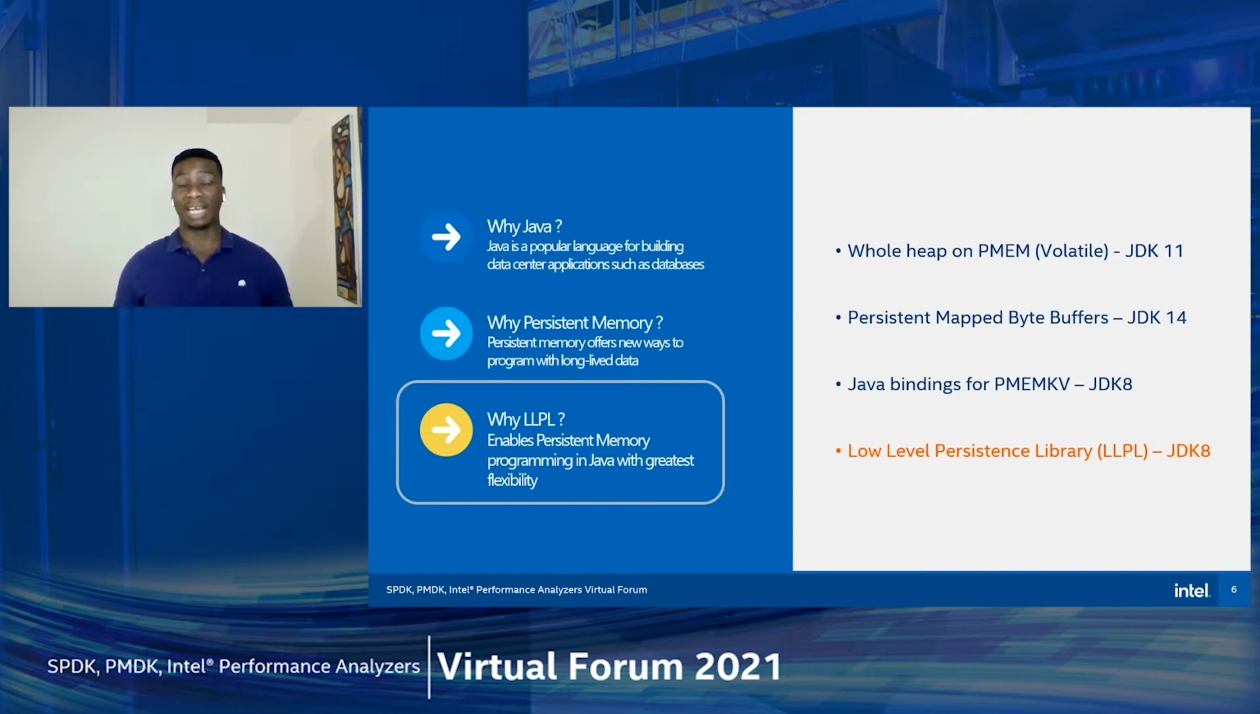We also have Java bindings for PMDK. Now, PMDK is part of the persistent memory development kit. It's available from JDK 8, the Java bindings. And PMDK is a key value store that is optimized for persistent memory. But that's what it is. It's a key value store. So what the low-level persistence library does is that it gives you the greatest flexibility. You can build a key value store or an array or something much simpler. So it gives you the greatest flexibility for enabling persistent memory programming in Java.